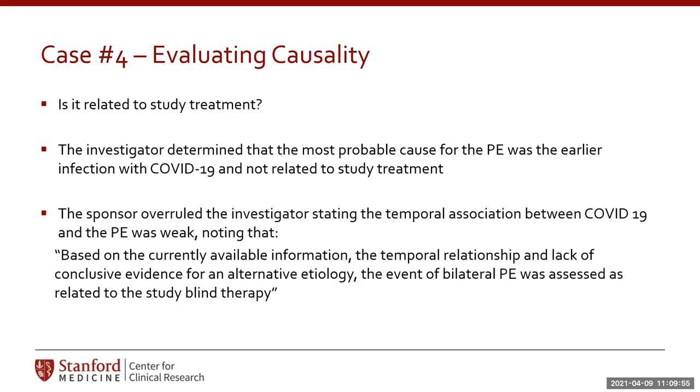However, the sponsor, very interestingly, overruled the investigator, saying the temporal association between COVID and PE was weak. And they said that, given the lack of conclusive evidence for an alternative etiology, the event of bilateral PE was assessed as related to the study blinded therapy. Okay, and so this is an example of a sponsor not following the FDA guidelines of only determining causality if there is evidence to suggest that the drug caused the event.